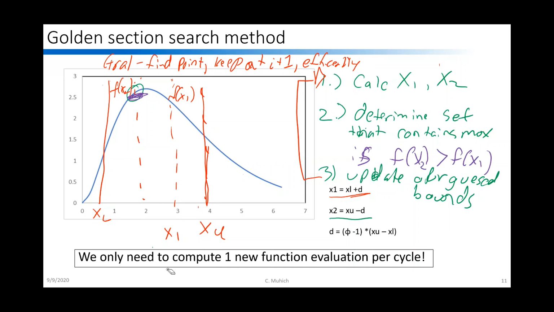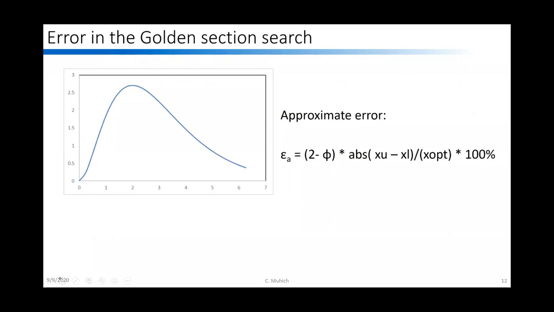How we're going to determine when to stop this cycle is going to be once again dependent on our approximate error. The formulation of the approximate error is a little bit more in depth this time, but it's going to follow that same idea that we talked about with bisection and false position. In this case, our approximate error is going to be 2 minus phi times the absolute value of my upper value minus my lower value divided by x opt times 100%.